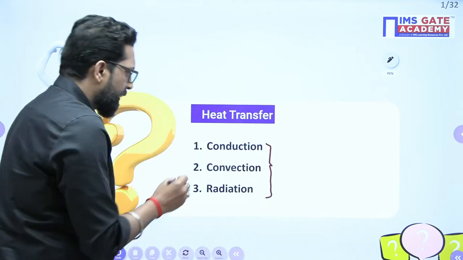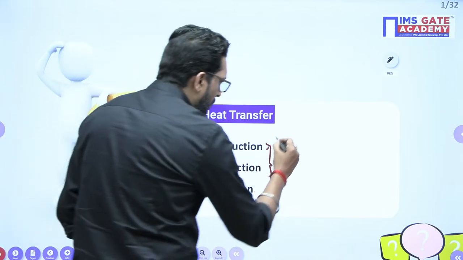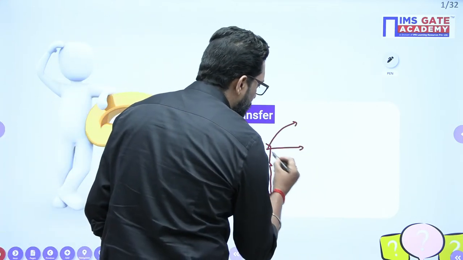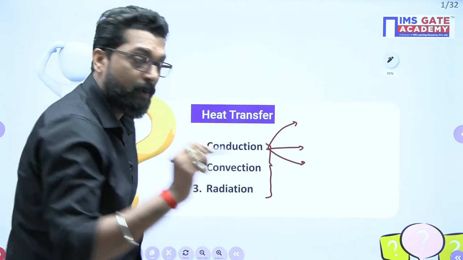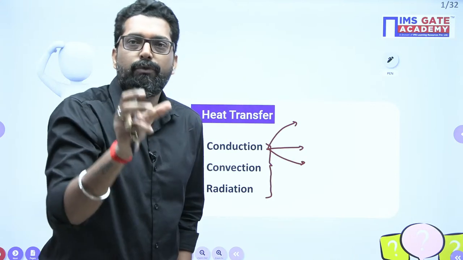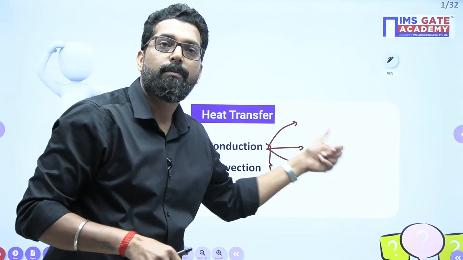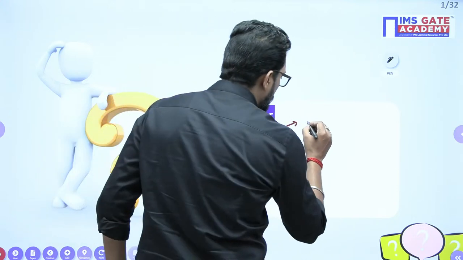If you talk about heat transfer, we will discuss the three modes of heat transfer. What is that? Conduction, convection and radiation. Conduction further has three parts. First is the thermal circuit. If you can easily draw the thermal circuit, you can solve conduction problems of part one. This is the concept of thermal circuit.